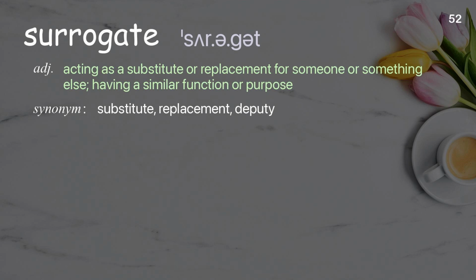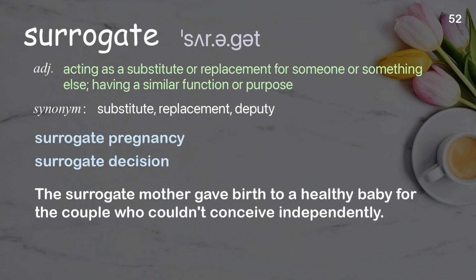Surrogate. Acting as a substitute or replacement for someone or something else, having a similar function or purpose. Examples: Surrogate pregnancy. Surrogate decision. The surrogate mother gave birth to a healthy baby for the couple who couldn't conceive independently.